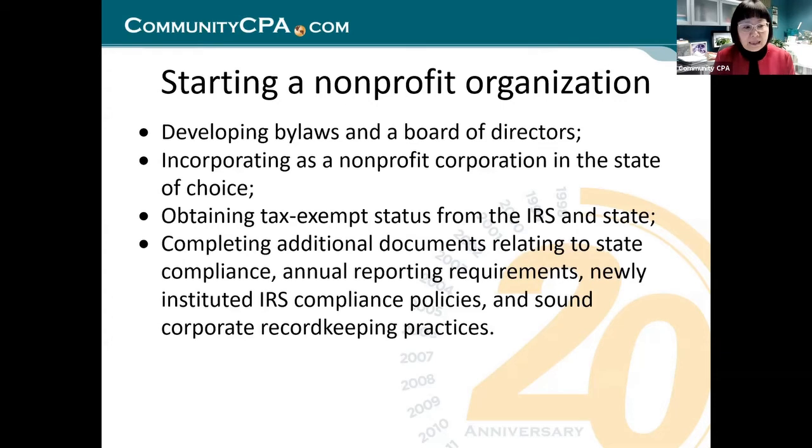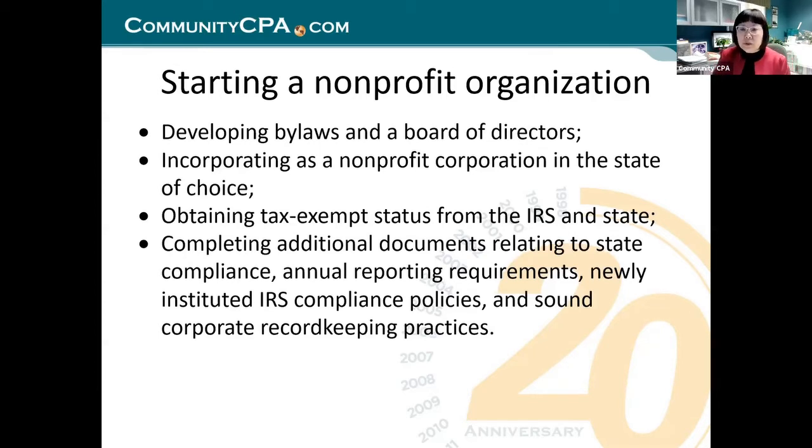Then the last step in starting a nonprofit is completing additional documents relating to the state compliance, annual report requirement, newly instituted IRS compliance policy, and corporate record keeping practices. So this is more of a housekeeping. If you say, oh, Ying, I just want to know what are the things for me to start a nonprofit, I say the first 3 you have to go through. And then the last one is really maintaining that status ongoing.